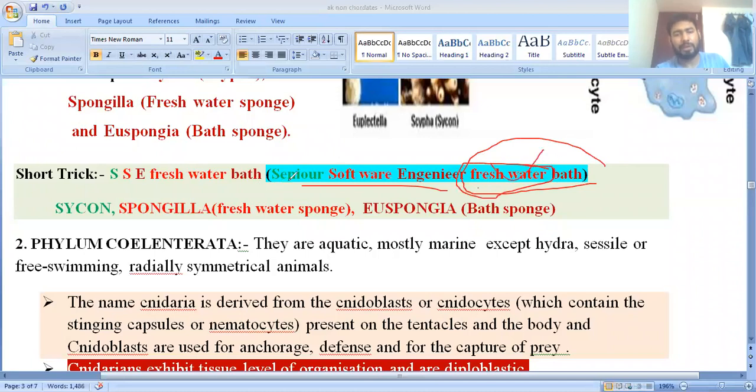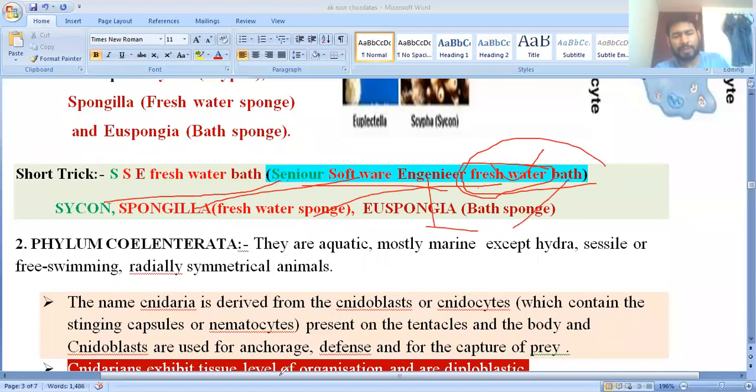So how will you correlate? Senior stands for Cycon. Software stands for Spongilla, the freshwater sponge. Engineer stands for Spongia, and bath means bath sponge. So this is the formula by which you can learn very sharply.